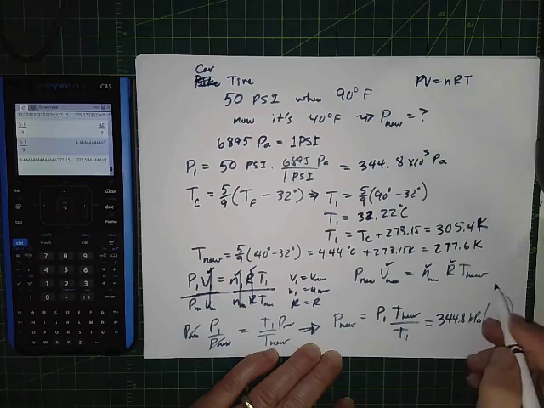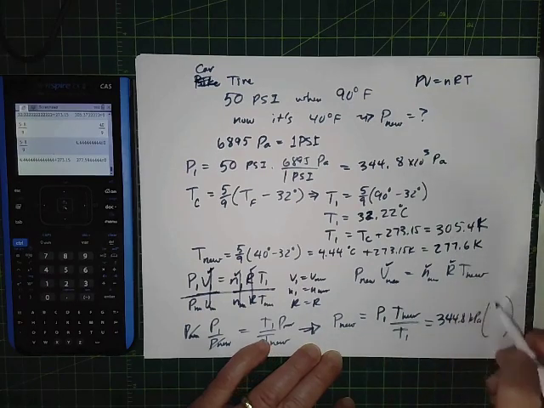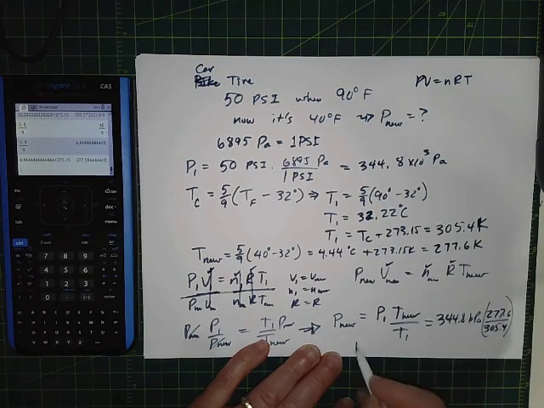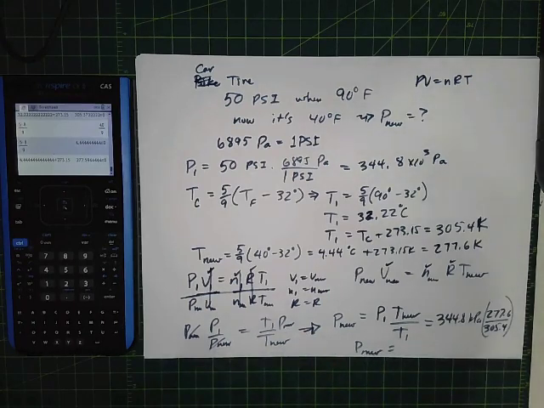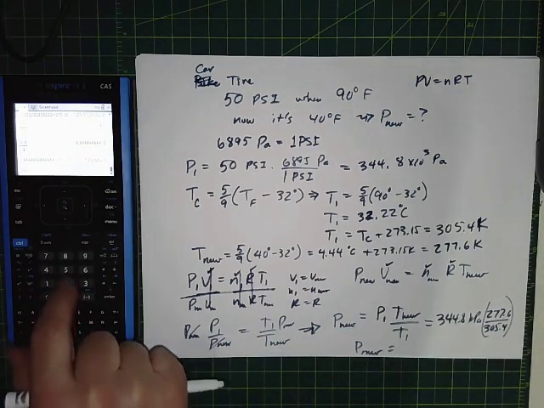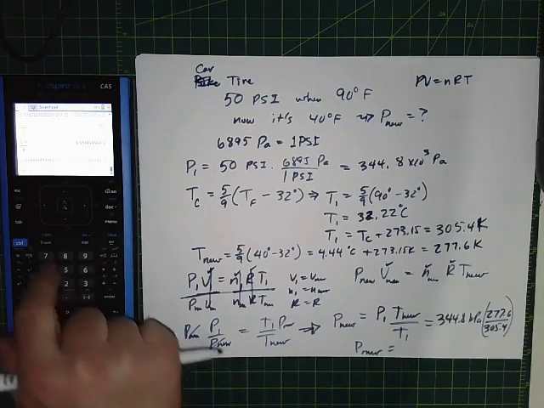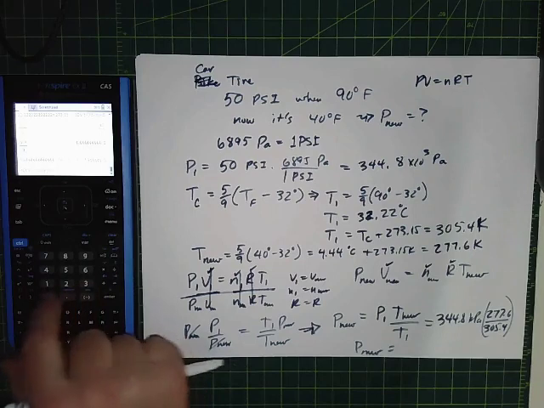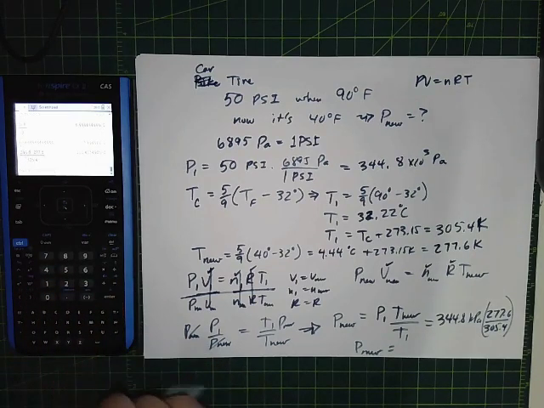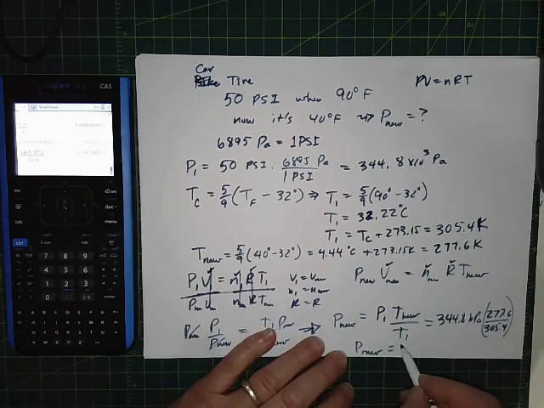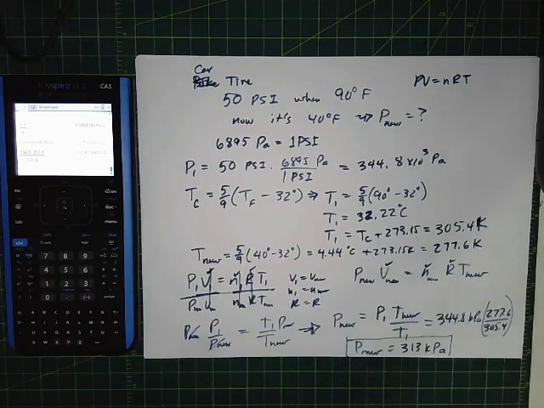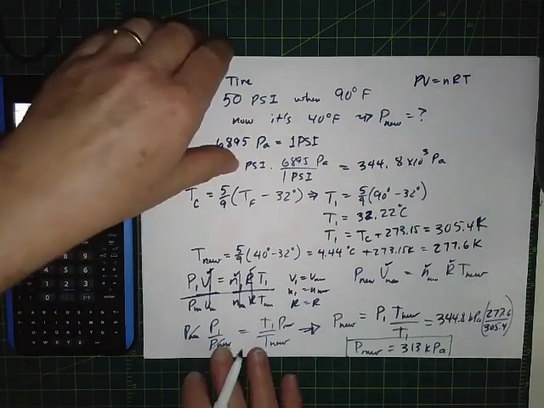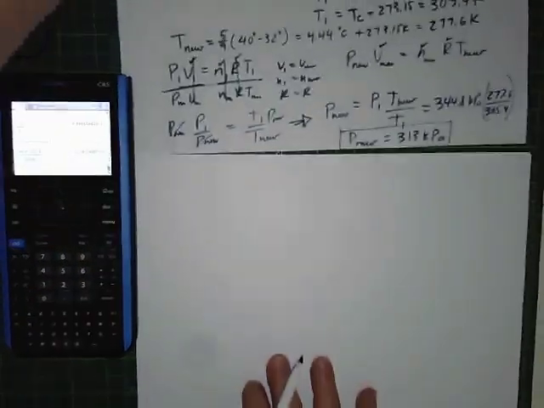kilopascals times the new temperature. This has to be Kelvin. So T nu is 277.6 and the old was 305.4. So P nu is 344.8 times 313 kilopascals, which isn't really very helpful when you're pumping up your car tires to wonder if you're at a good pounds per square inch kind of number or not.